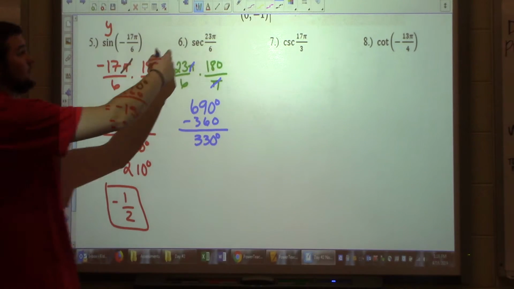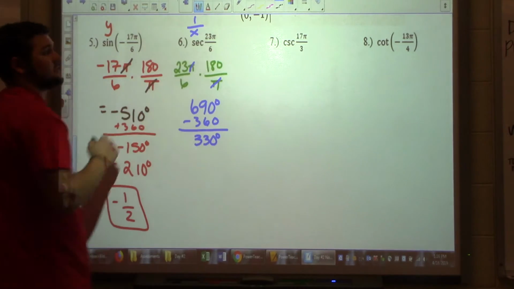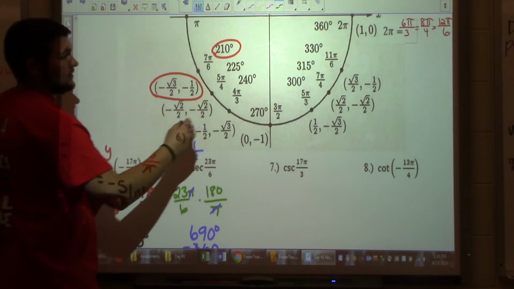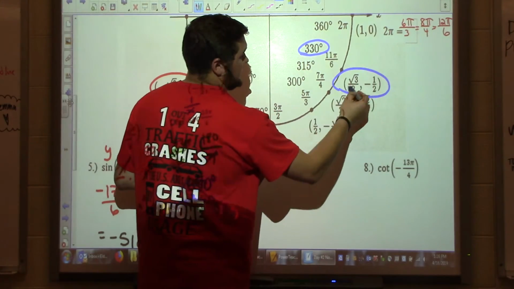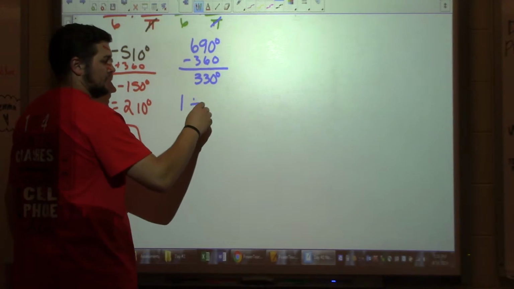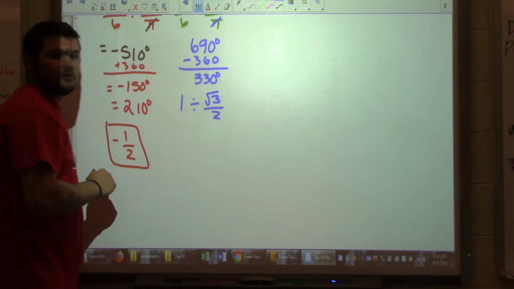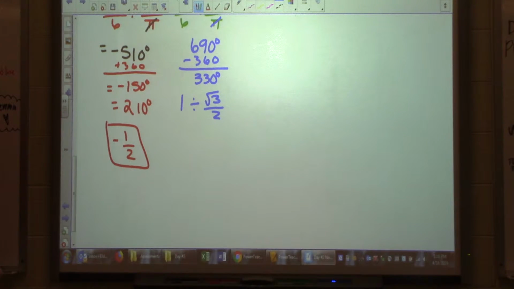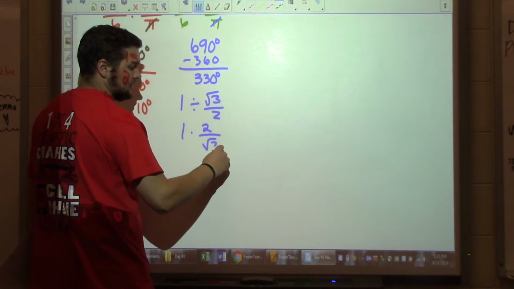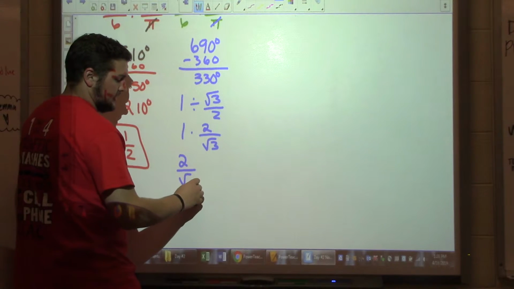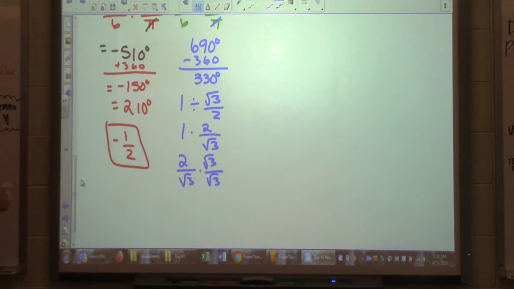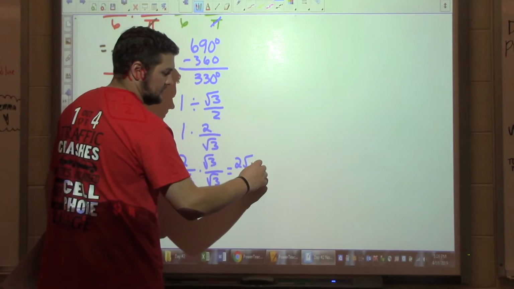Alright, so we want the secant, which is the same as 1 over x at 330 degrees. So at 330 degrees, I need to use the x value, which is square root of 3 over 2. So 1 over that, or 1 divided by square root of 3 over 2. Same thing, can't divide by a fraction, so I multiply by the reciprocal. 2 over square root of 3. And then we need to rationalize. Square root of 3 over square root of 3 should equal 2 square roots of 3 over 3.